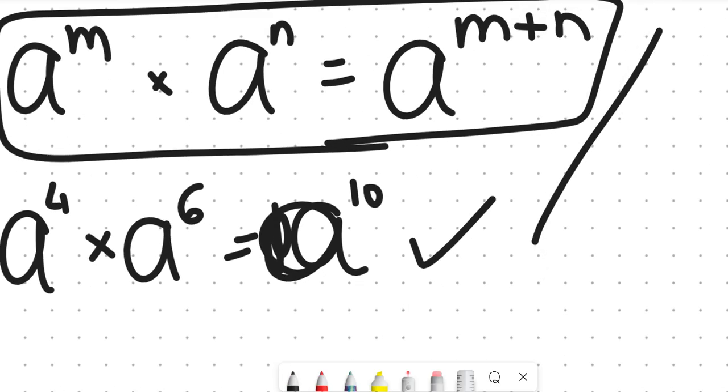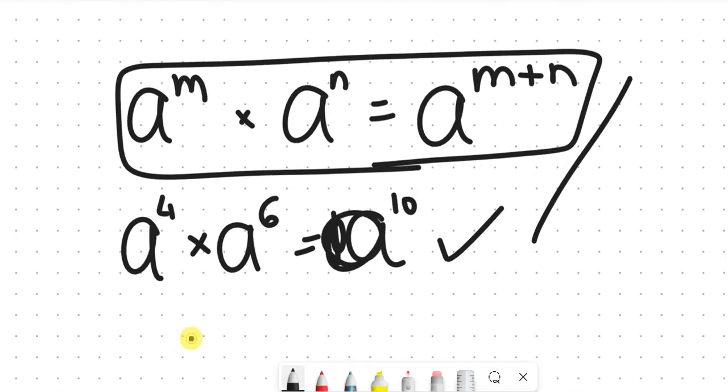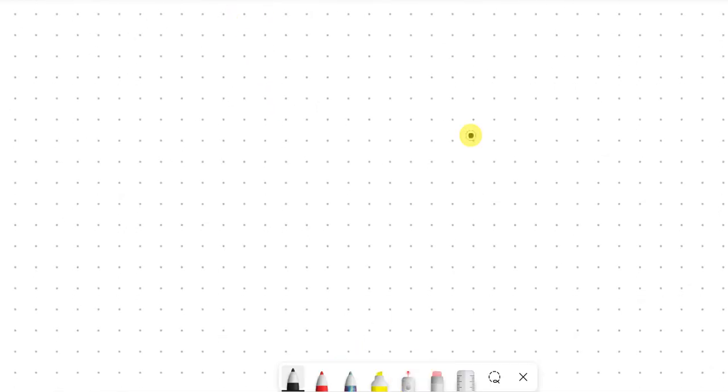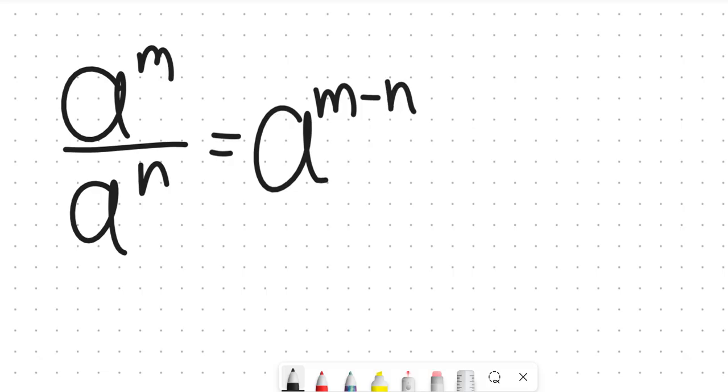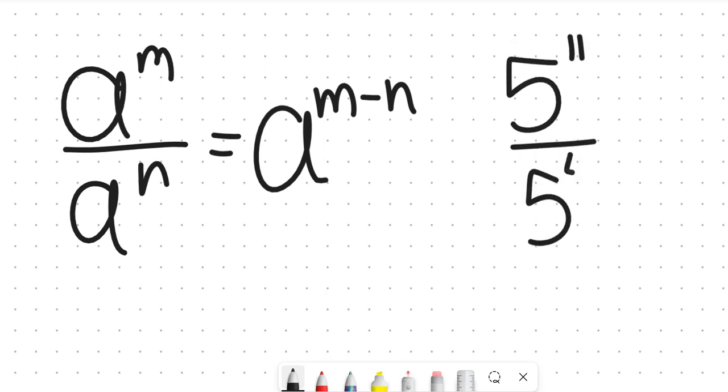Excellent. Another question, if we have, for example, a to the power of m divided by a to the power of n, that will be a to the power of, we only subtract the exponents, so m minus n. Or if we have an example, 5 to the power of 11 over 5 to the power of 4, what we do is 5 to the power of 11 minus 4, which is equal to 7.